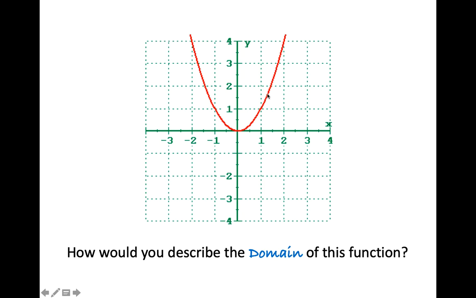If I gave you a graph like this and asked, how would you describe the domain of this function? Well, if I'm thinking about this insect that's traveling along in this part, the graph is taking place up above and it's going everywhere. This continues infinitely. So we would say that x is an element of the real numbers.